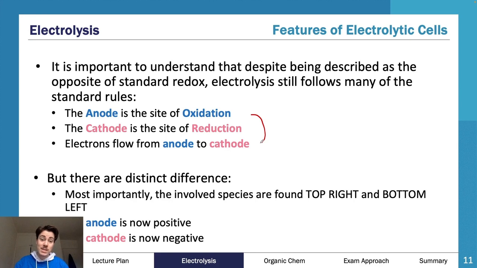Now, what species are involved? We think top right, bottom left. But what's really important about this, and it's really important to remember this, is we still utilize the strongest oxidant and the strongest reductant. So we are still using the strongest oxidant, which I find on the left, but it's the highest up on the left. And then I use my strongest reductant, which I find lowest on the right.